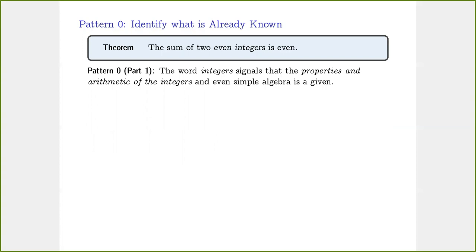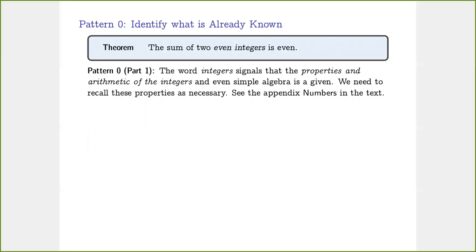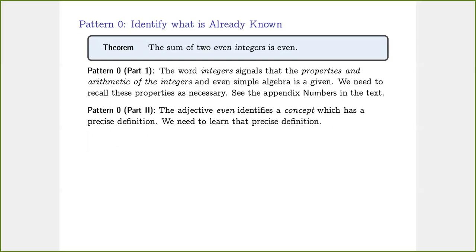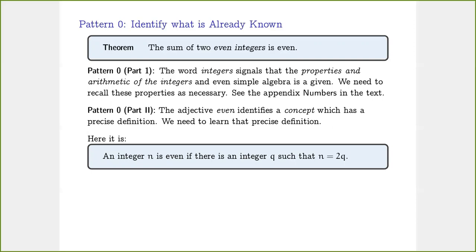The word integer signals that the properties and arithmetic of the integers, and even simple algebra, is a given. We need to recall these properties as necessary. See the appendix numbers in the text. Part 2 of pattern 0, the adjective even identifies a concept which has a precise definition. We need to know that precise definition, and here it is. An integer n is even if there's an integer q such that n equals 2 times q. That is, 2 must be a factor of n for n to be even.